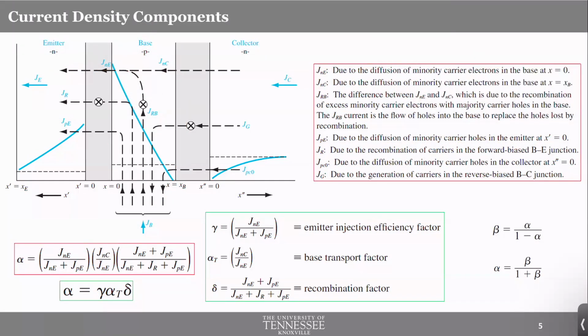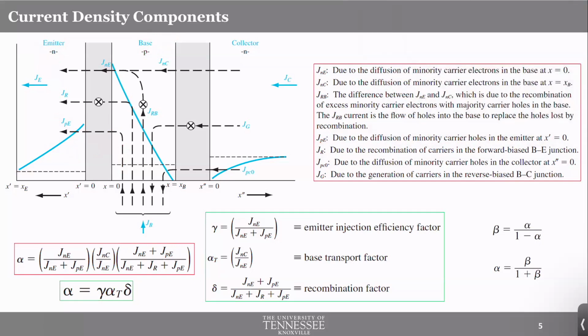The other one is JPE. Let's try to figure that out. This is JPE, which is diffusion due to minority carrier holes. As you see, the base has a lot of holes because it's p-type and the emitter is n-type. So there is obviously a possibility of holes diffusing into the emitter, and since holes are positive charges, wherever the holes flow, the current will flow in the same direction. That's why the current direction is also going to be the same as the hole flow direction. So this is another component.